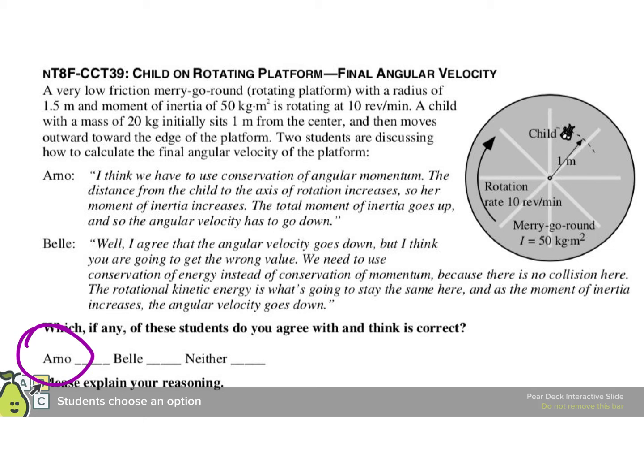Where did Bell go wrong? Bell used conservation of energy, and yet the child is actually doing work in the system. They're changing potential energy in their muscles into other forms. We have no reason to think that the total kinetic energy should be the same, and in fact, it will not be the same.